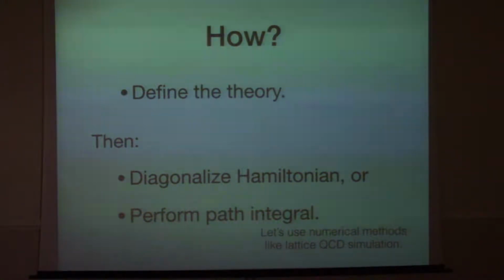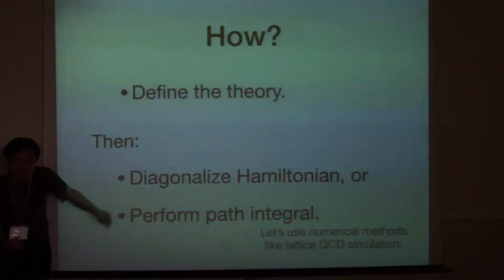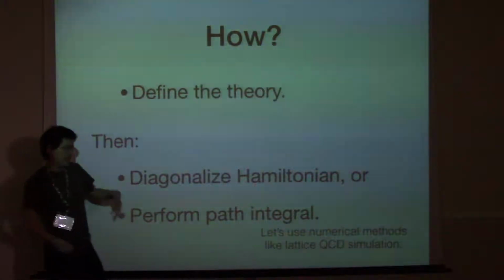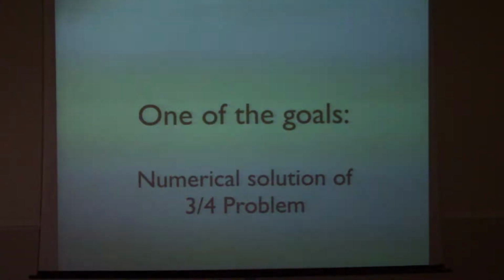And the problem is the Hamiltonian is very big. Physicists have spent 100 years diagonalizing Hamiltonians, and it's still very hard. And the question is how to do it practically. This time, I take the path integral approach and use a numerical method, such as lattice, very similar to lattice QCD simulation, to do this task numerically. And one of the goals of this talk, using the numerical method, is a numerical solution of the so-called three-quarter problem.